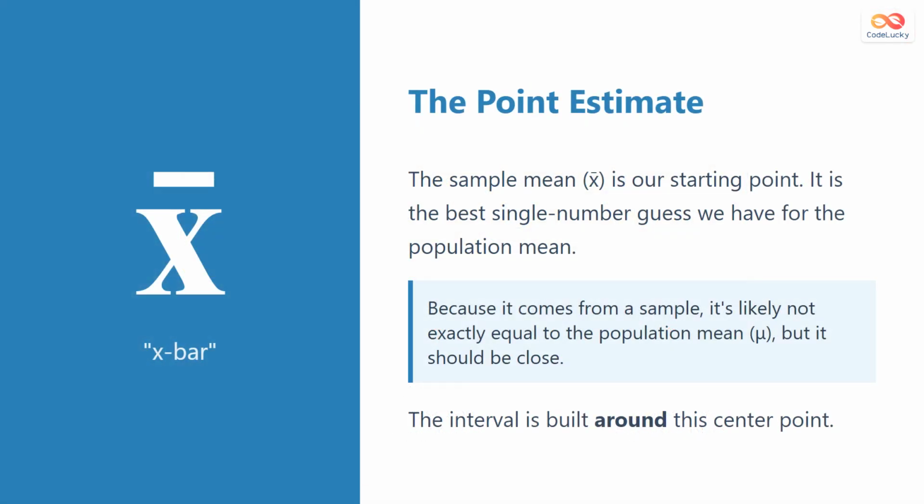Let's break it down. The term x bar is our point estimate. It is the average value we calculated from our specific sample. We build our interval around this number, adding and subtracting from it.